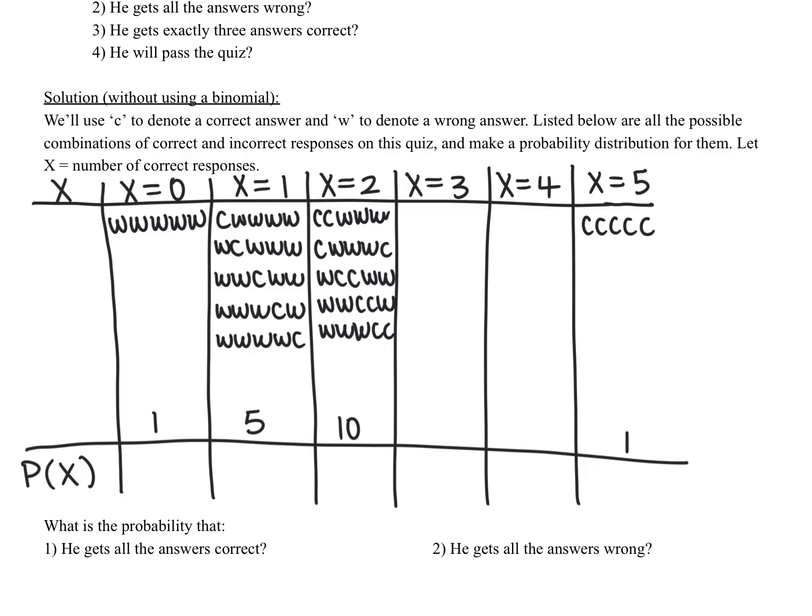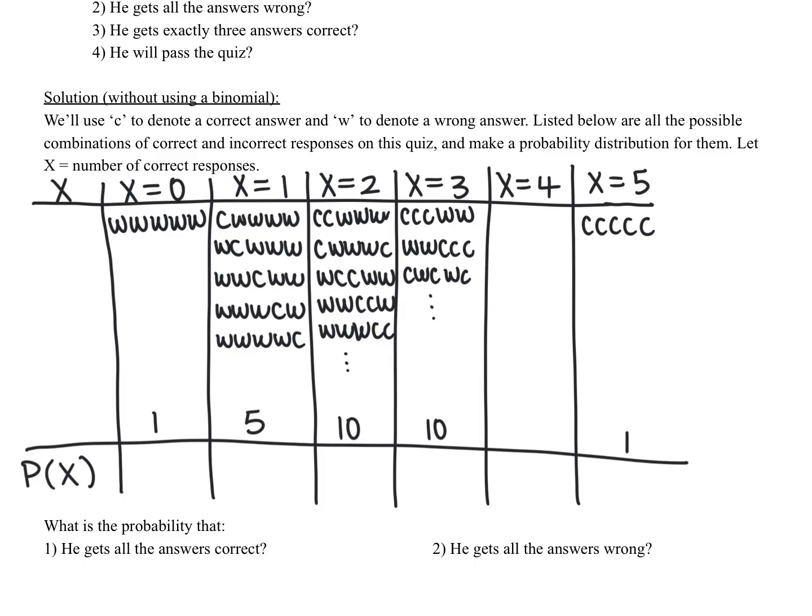It also is the same with 3 correct. So you could get the first 3 correct and 2 wrong, or the first wrong, the last 3 correct, correct, wrong, correct, wrong, correct, and it keeps going. So there are also 10 ways for that to happen.